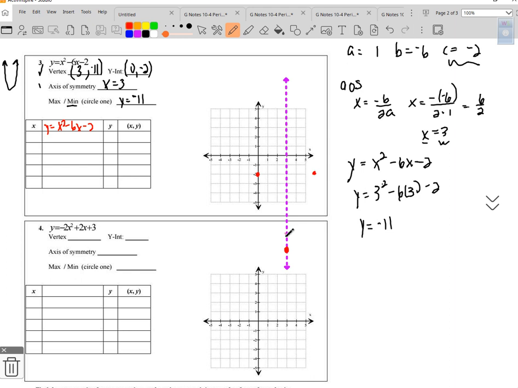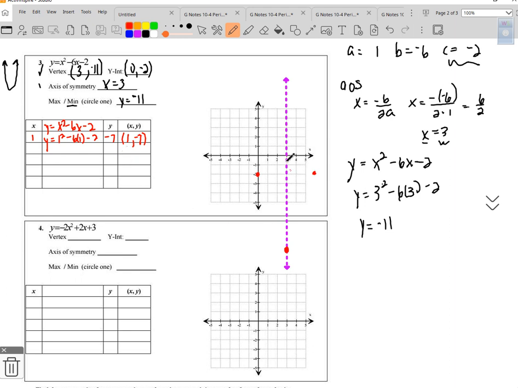So I'm going to plug in something between here and here, the x value, so it's going to be 1 or 2. So I'm going to plug in 1. Let's plug in positive 1. So I know my ordered pair will be 1 and something. So I've got to figure out what my y is. y equals 1 squared minus 6 times 1 minus 2. So just do that on your calculator, and you'll get negative 7. 1 minus 6 is negative 5, minus 2 is negative 7. But your calculator will do that for you.